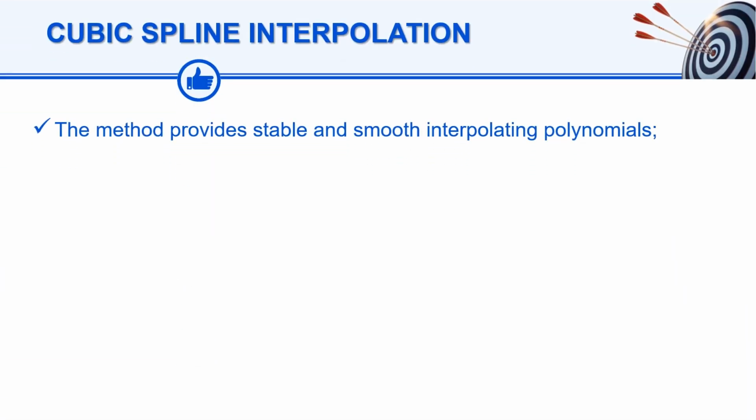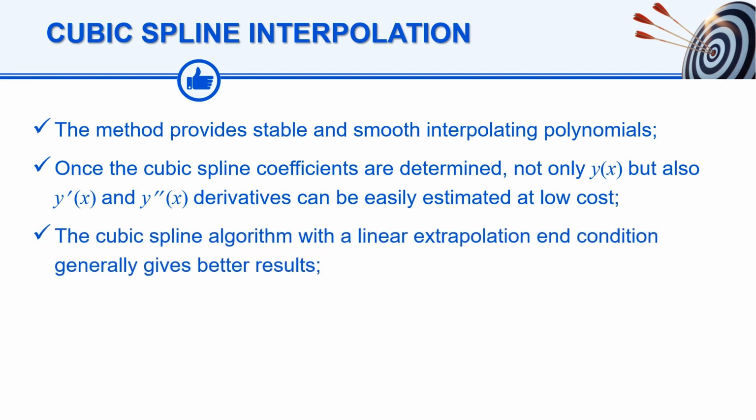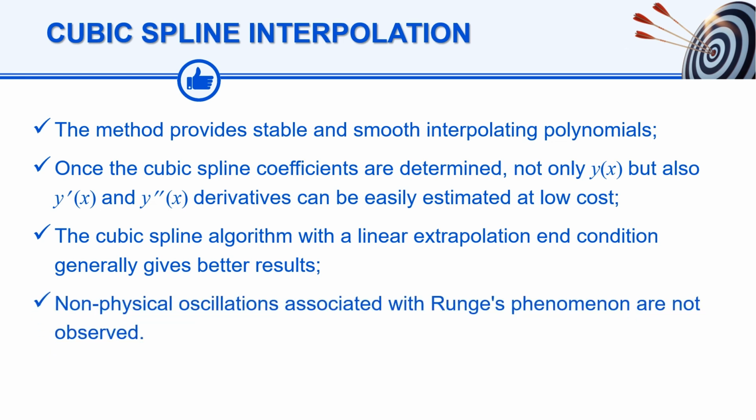The advantages of the cubic splines are: the method provides stable and smooth interpolating polynomials. Once the cubic spline coefficients are determined, not only y but also y prime and y double prime derivatives can be easily estimated at low cost. The cubic spline algorithm with a linear extrapolation end condition generally gives better results. Non-physical oscillations associated with Runge's phenomenon are not observed.